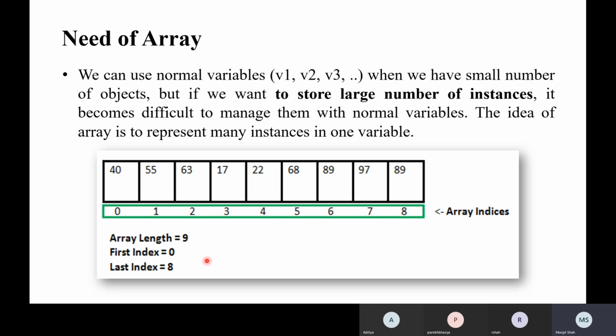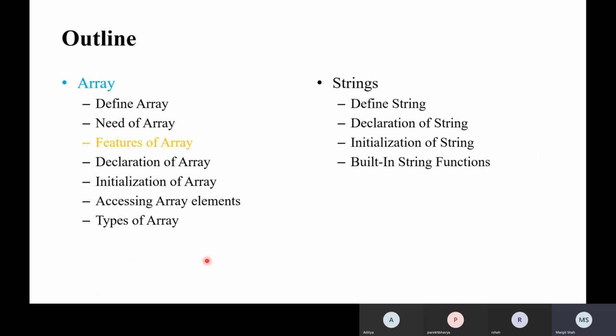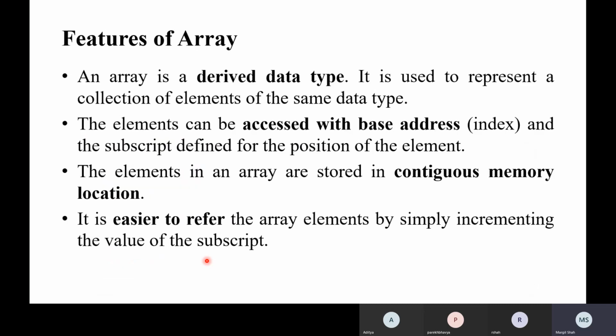Okay, and which are the features of an array? An array is a derived data type. As we discussed when we covered data types, variables and constants, there are derived data types, primary data types and user defined data types, right? Primary data types are integer, void, character and so on. A derived data type is derived from the primary data types. So an array is a type of derived data type, right?